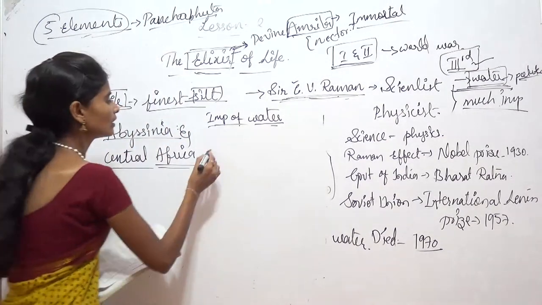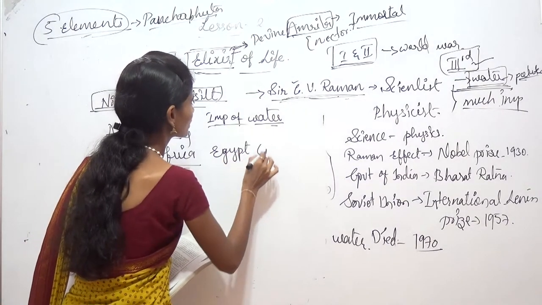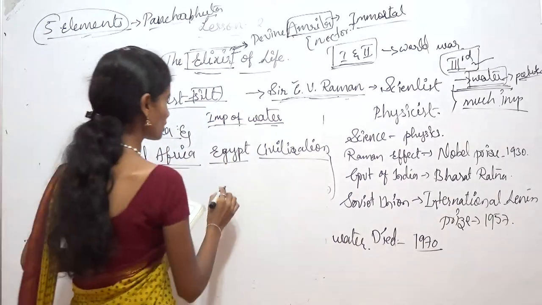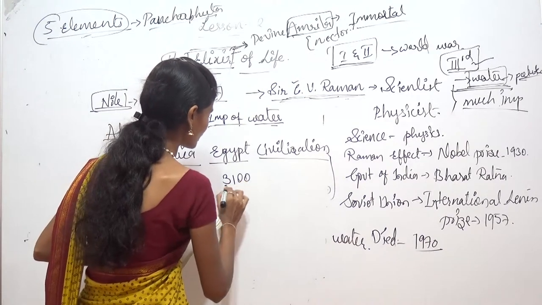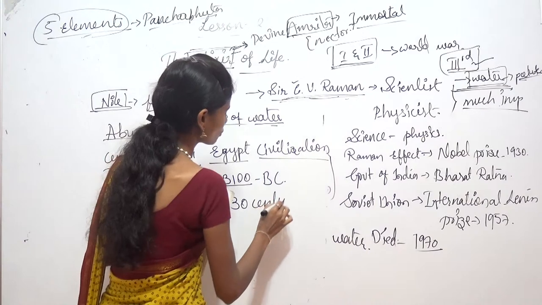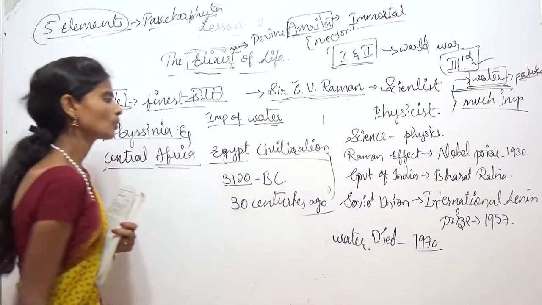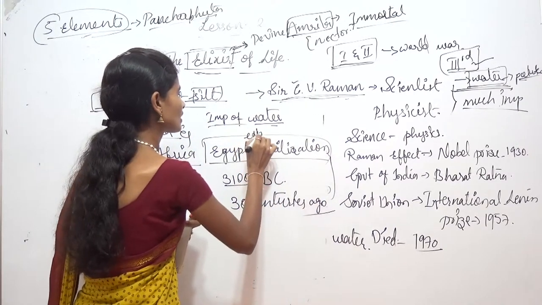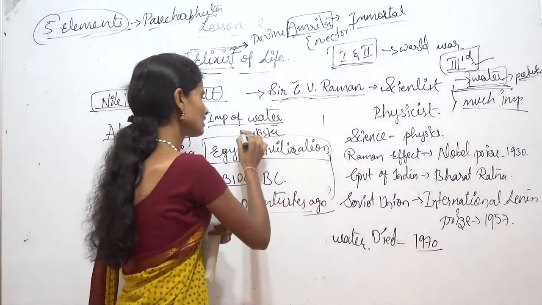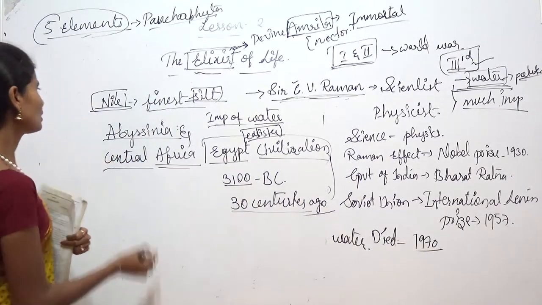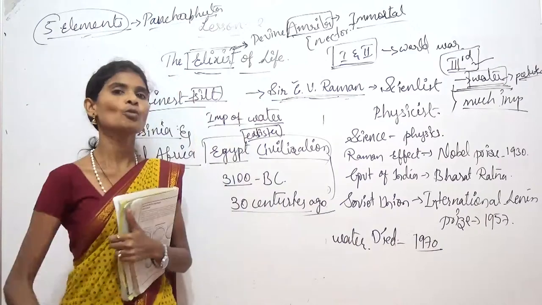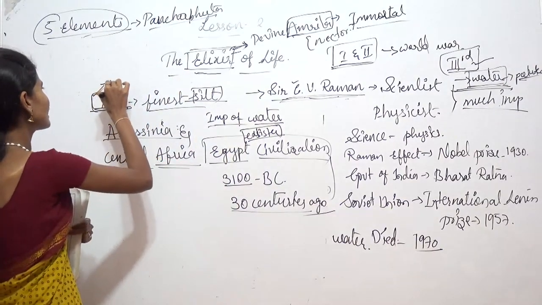Okay, then here he was talking about the Egyptian civilization. This was there during the year 3100 BC, before Christ. That means almost 30 centuries ago, the Egyptian civilization existed. When? Before 30 centuries ago, it was there. Why? It is because of water. Why? Because the river Nile was flowing there. Since thousands of years ago, the Egyptian civilization existed because of water, that is the Nile water.